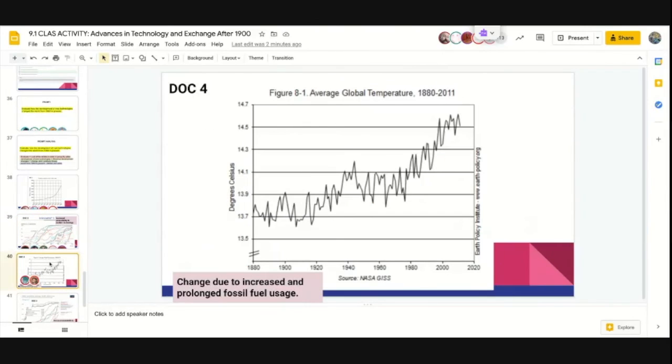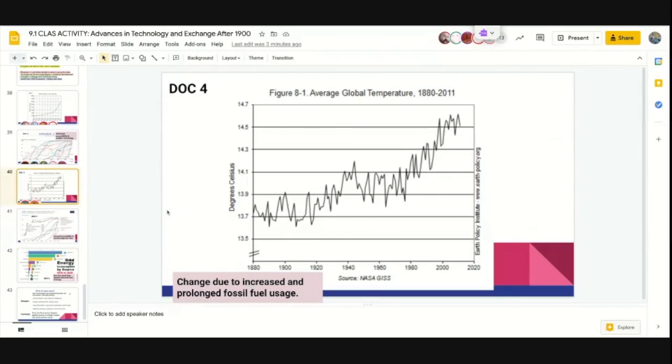Everyone, slide 40. What is going on here? There's some crazy line. It looks like somebody's pulse. It says degrees Celsius, average global temperature. Ooh, 1880 to 2011. All right, 13.7 degrees Celsius in 1880. So 1900, it was about 13.9. And oh my goodness, 14.6, say, by the year 2000. The average global temperature increased.